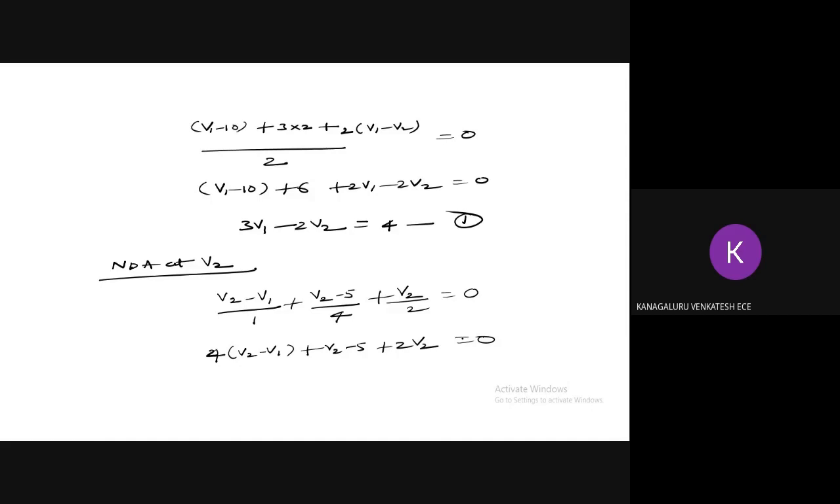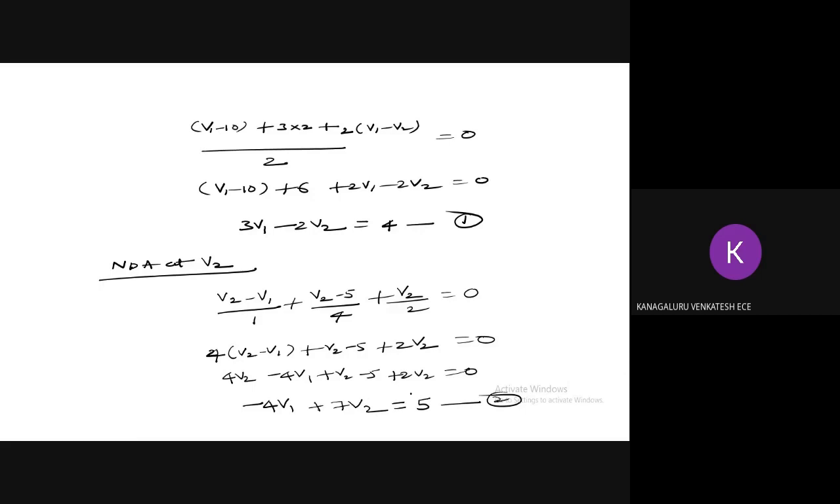Now, count how many times you will get V1, or simplify the equation. 4V2 minus 4V1 plus V2 minus 5 plus 2V2 is equal to 0. So what do you get? Minus 4V1, 7V2. Take 5 to the right hand side, you will get plus 5. Equation 2. Is it right? Minus 4V1 plus 7V2 is equal to 5.